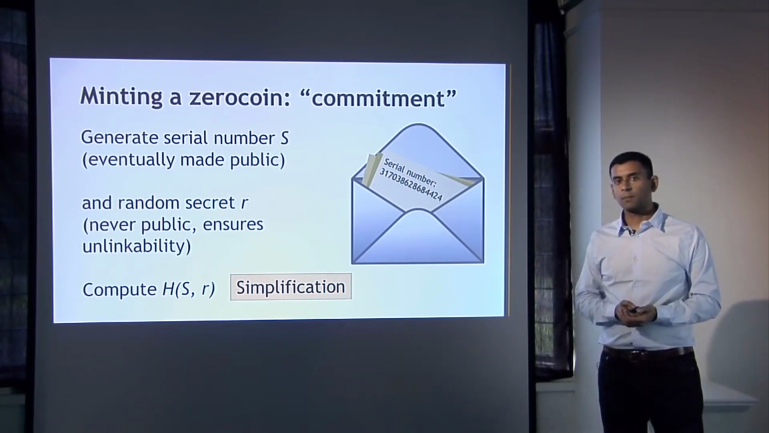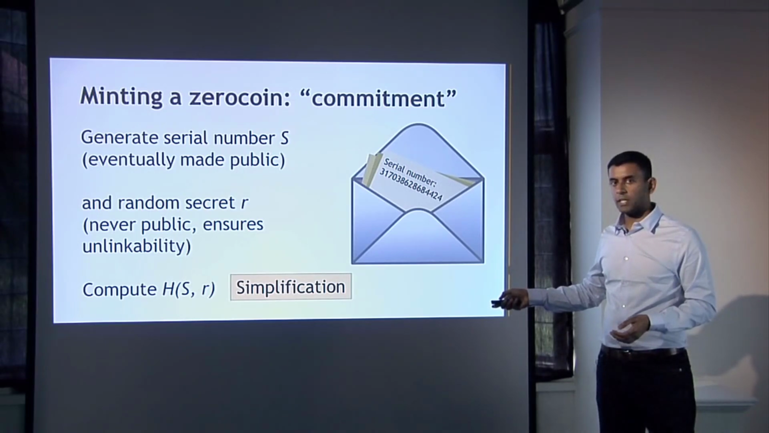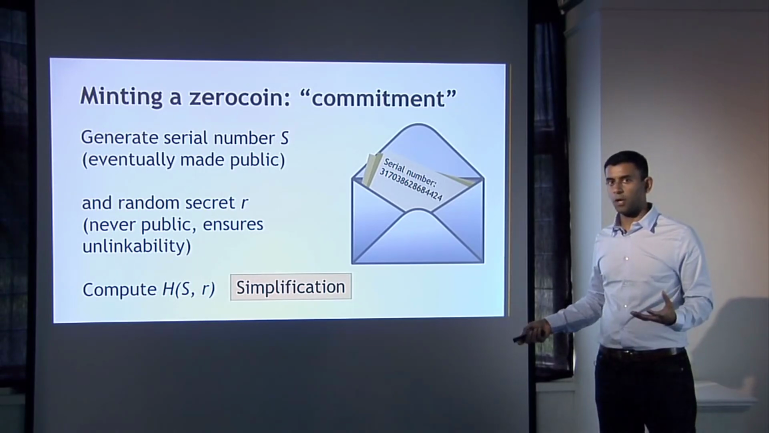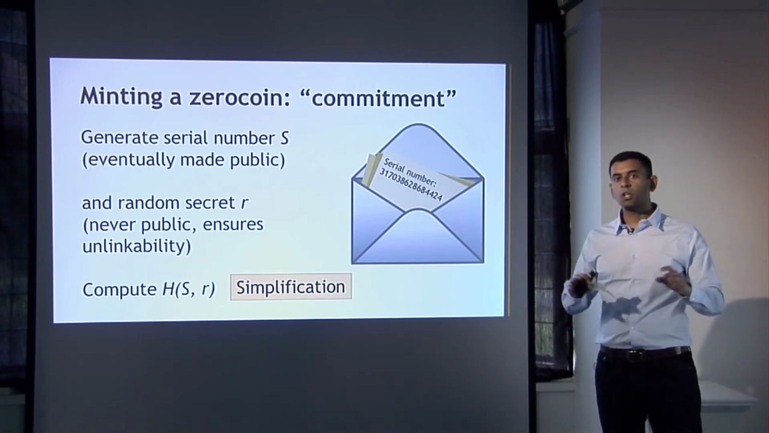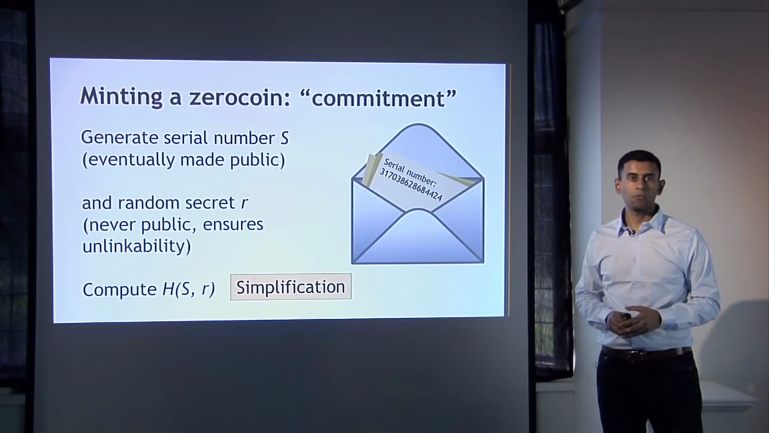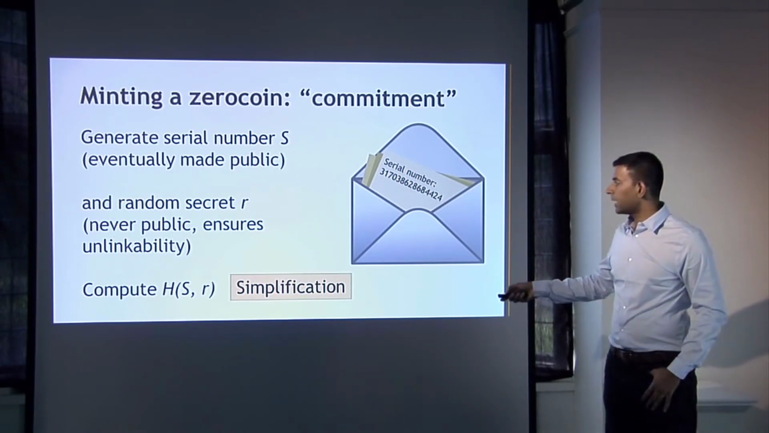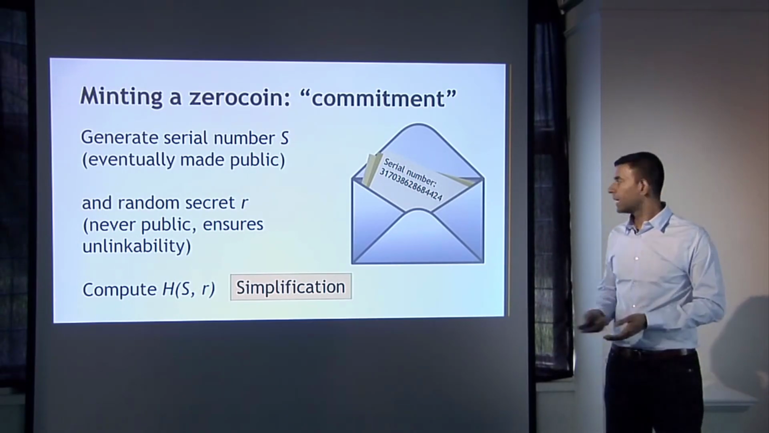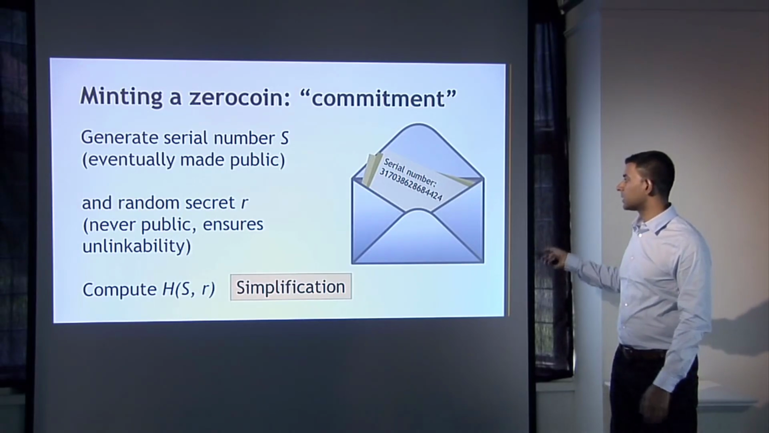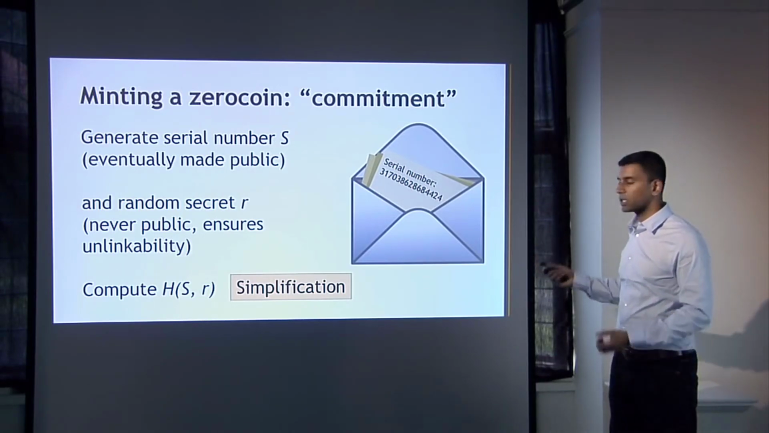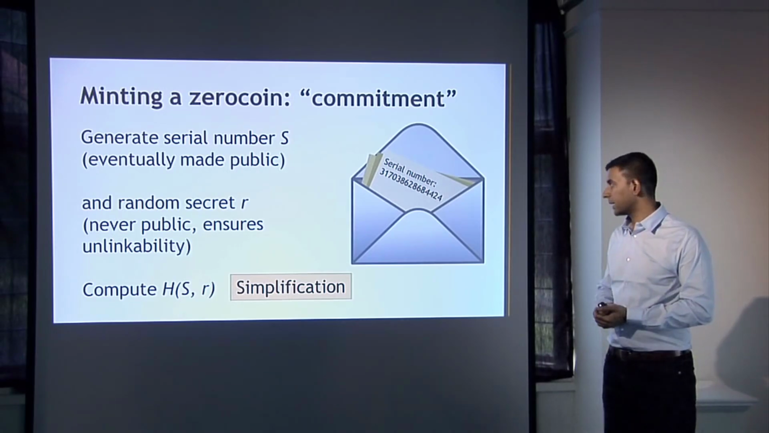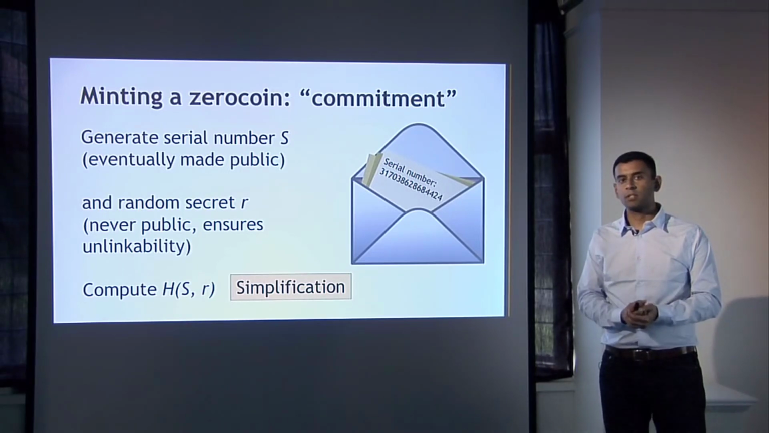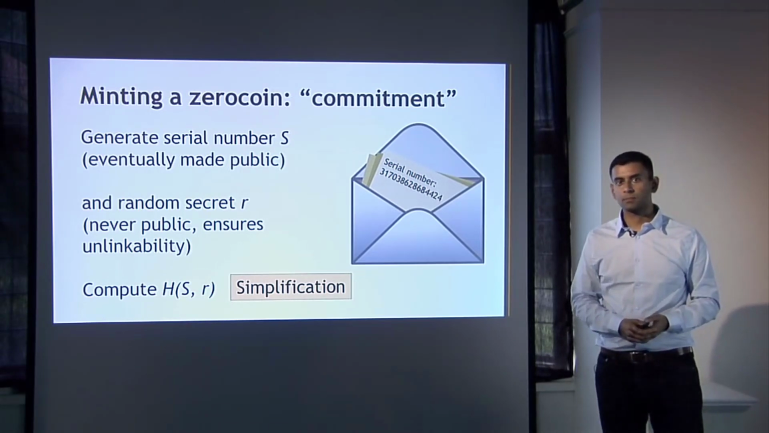So what just happened here? You generated arbitrarily, just like you generate Bitcoin public keys, a serial number for your zero coin. And if it were long and random, hopefully no one else has ever picked that same serial number before. And you also generated this other random number that you're going to keep secret. And intuitively, generating a commitment to this serial number corresponds to putting it in an envelope and sealing it. And mathematically, it happens by computing the hash of the serial number together with this random value.